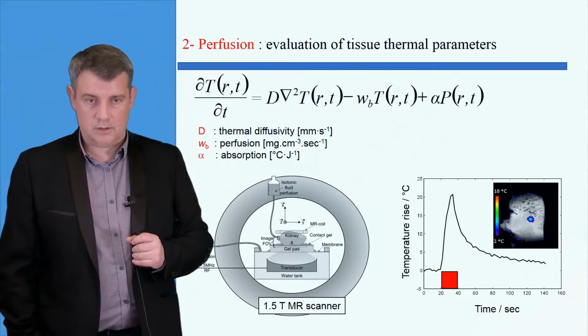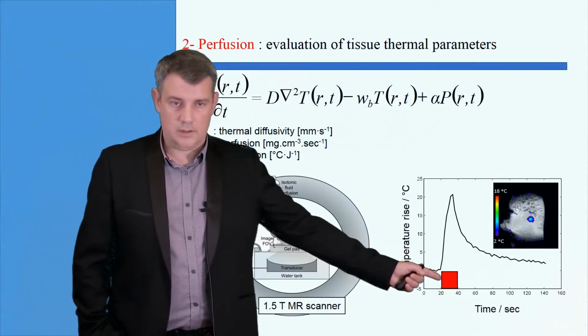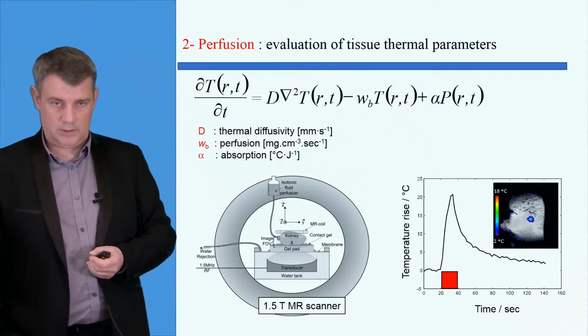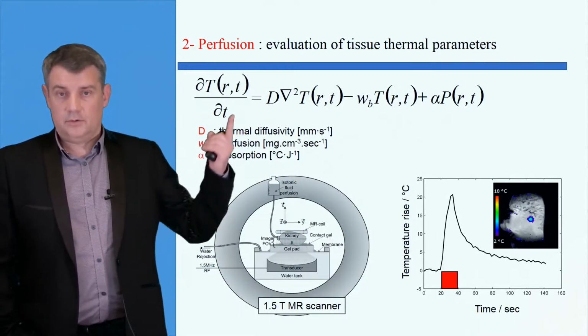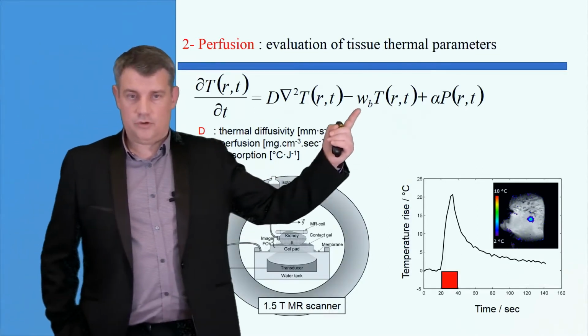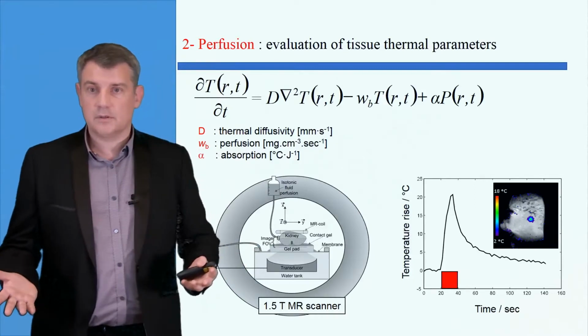And so you see during energy deposition, here in red, that you have an important temperature increase, and then after that you have a decrease that is related to diffusion, that tends to homogenize the temperature in space, and perfusion that evacuates the energy out of the heated region.